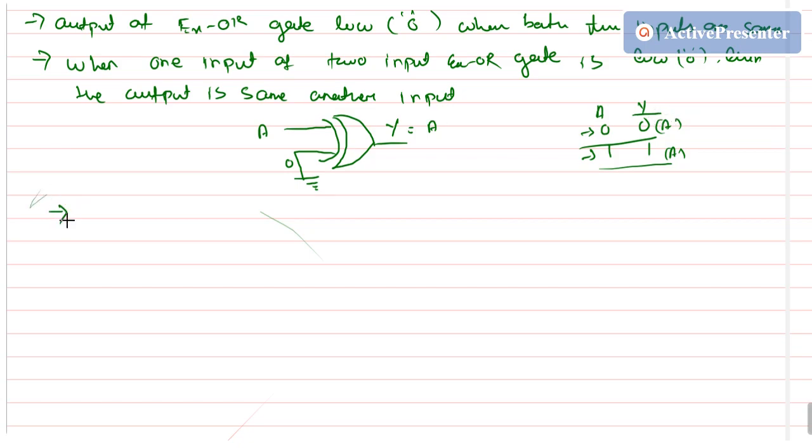There is one more point. When one input of an XOR gate is high, the output is the complement.